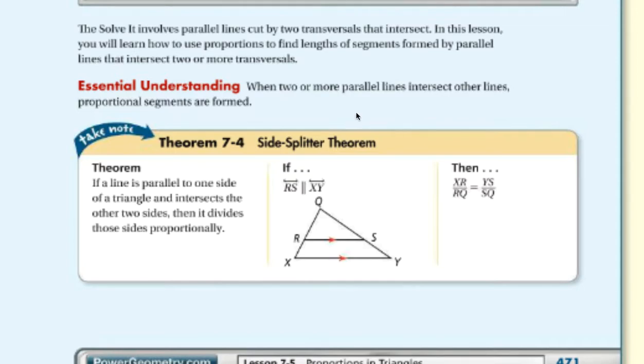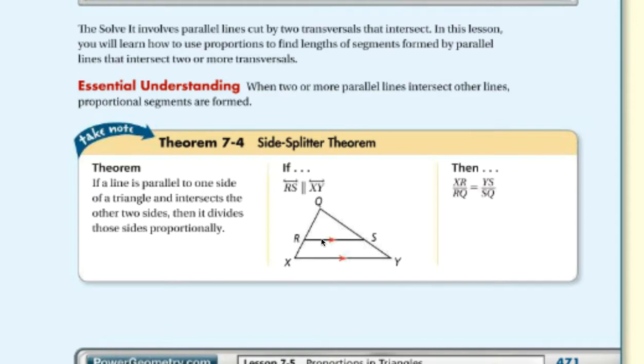So the side-splitter theorem is saying that if we have two or more parallel lines that intersect, proportional segments are formed. So in this theorem, if a line is parallel to one side of a triangle, for example here, RS being that side that's parallel, or maybe it's XY, who knows, then if they intersect the other two sides, it divides those sides proportionately.